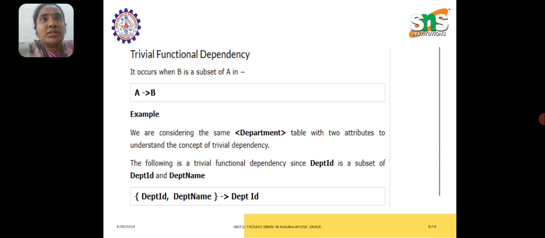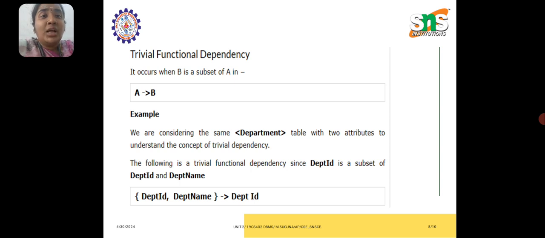X tends to Y is considered trivial if Y is a subset of X. In this case, Y is fully functionally dependent on X because the value of Y is determined by the value of X, but it does not provide any additional information beyond what is already implied by X.